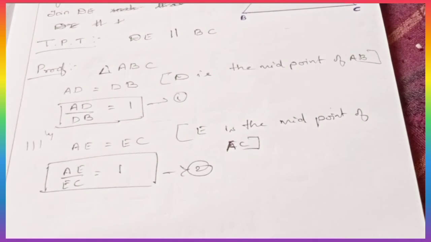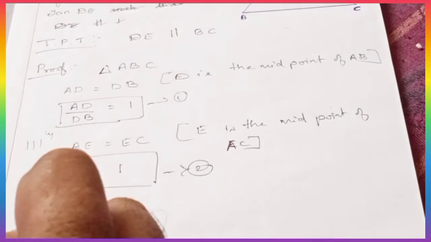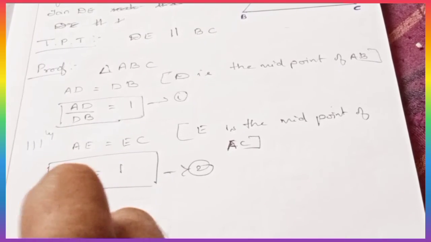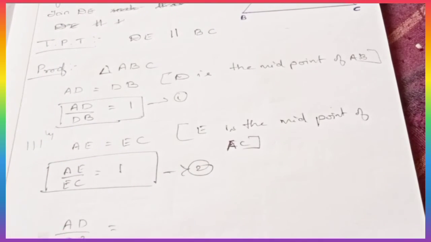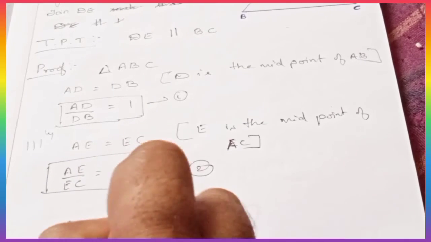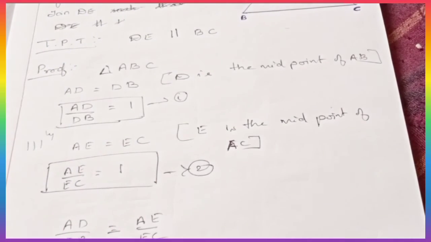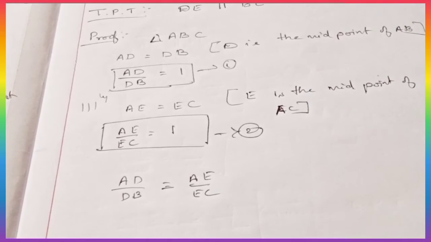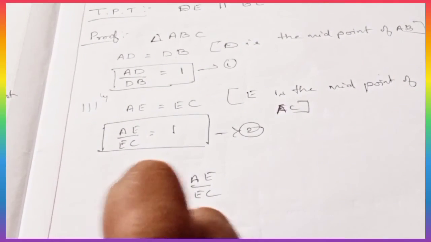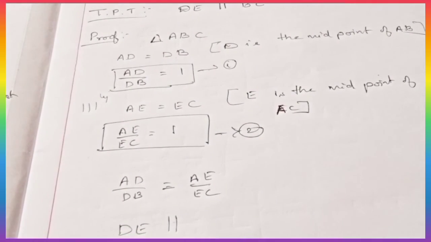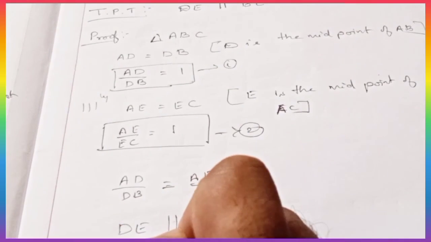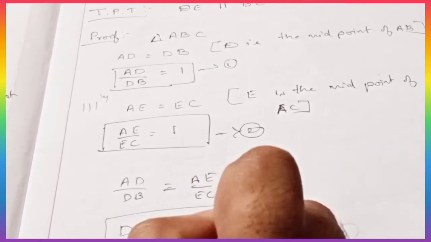So by equations 1 and 2, what we are able to see is I can write AD by DB is equal to 1, and instead of writing 1, that 1 is also equal to AE by EC. So AD by DB is equal to AE by EC. It is nothing but the line which is dividing the two sides of a triangle in the same ratio. Then obviously that line, which is the line DE, should be parallel to the remaining side of the triangle. Which is the remaining side? BC.